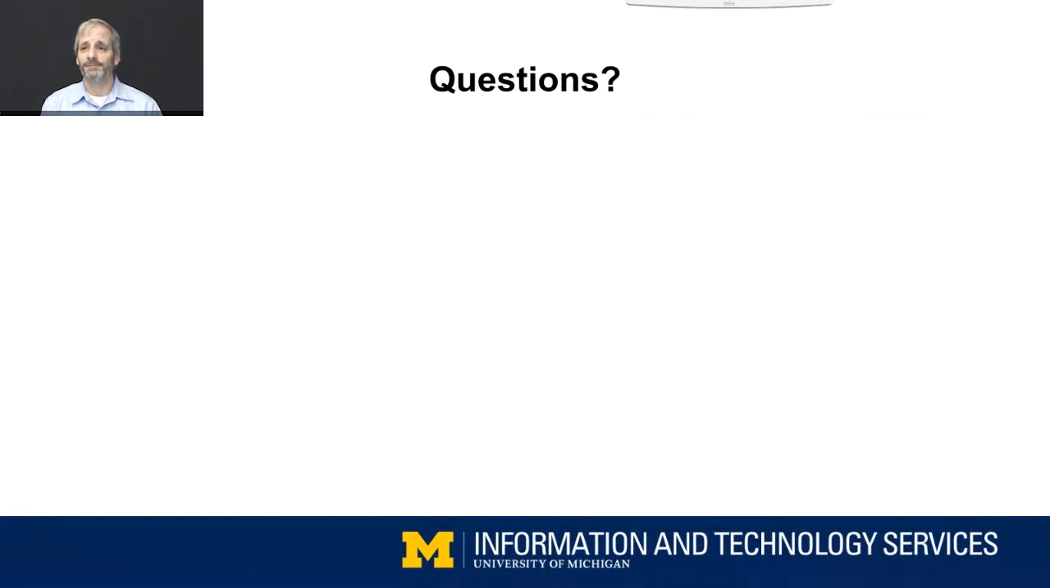Questions? Let's see. Is the chain of approval always department, then UL, then IT? Yes, it is, if they exist. Not all roles have department approvers. So if there's no department approver, it won't stop at department. It will go right to the next step.